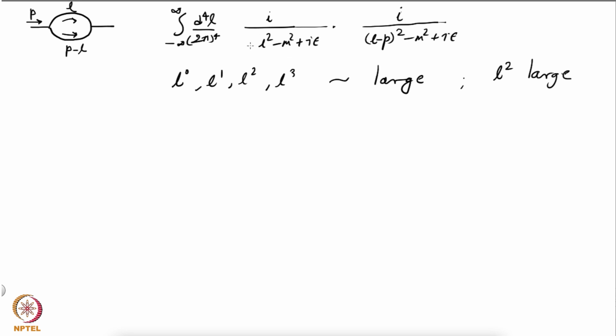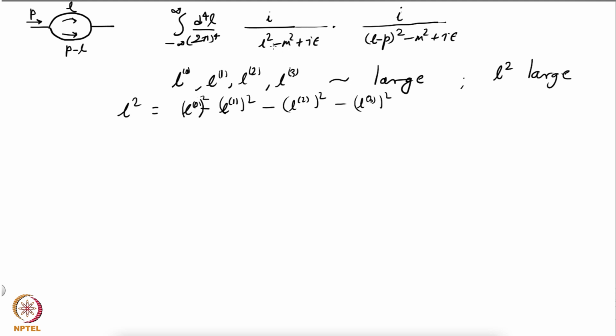Because we are in Minkowski space, L square is L0 square minus L1 square minus L2 square minus L3 square. So even if all these components are large, it's possible that the difference is not large. So it's possible that L square is not large, but I want to look at those configurations for which L square is also large. In that case, how does this integral behave when all the components are large, such that L square is also large?